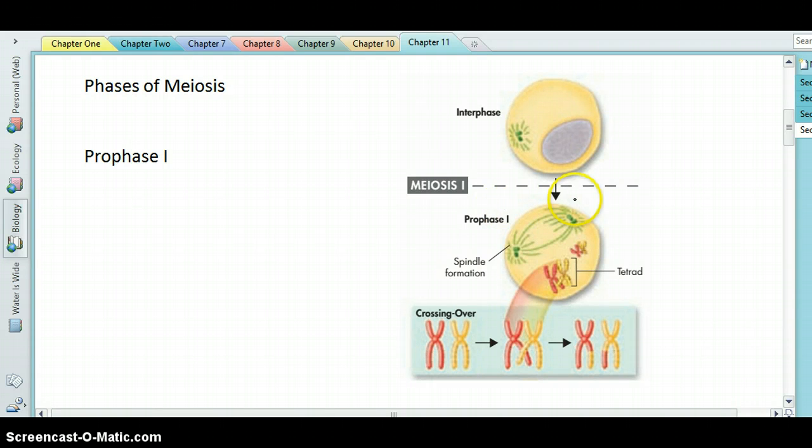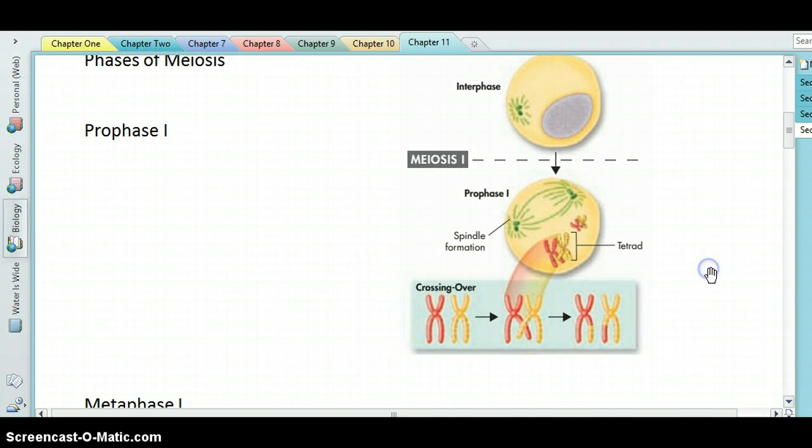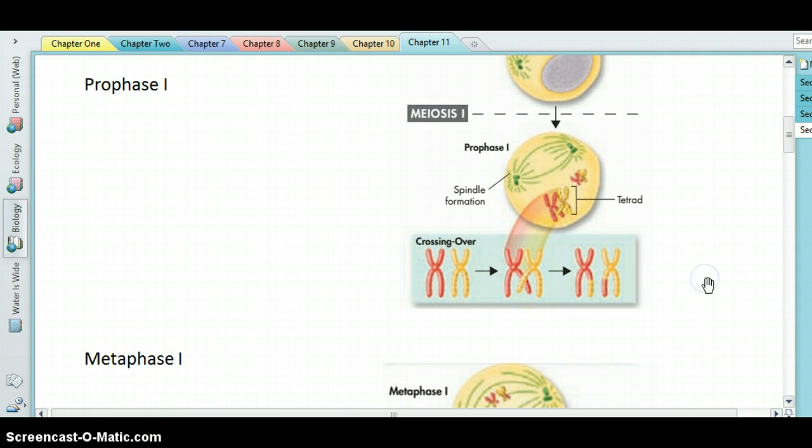So, meiosis 1, we have prophase 1, metaphase 1, anaphase 1, telophase 1. Let's look at what's going on in prophase 1. Well, like mitosis, the nucleus breaks down, the nuclear envelope. At this stage, the cell has gone through interphase, so we have duplicated chromosomes. Notice each chromosome consists of two chromatids. In our example here, we just have 4 chromosomes. To keep it simple, we've got 2 big ones and 2 little ones. The 2 big ones are homologous, and the 2 little ones are homologous.